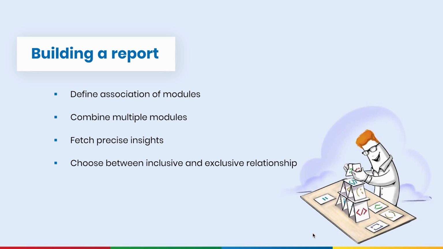The revamped reports module lets you define the association of each module to generate specific and accurate reports. You can combine multiple modules and specify the relation to fetch precise insights. For instance, let's say you want to see contacts associated with the accounts module. You can configure the report as a parent-child relationship to retrieve the data. Besides defining the modules, you have the option to choose between inclusive and exclusive relationship.